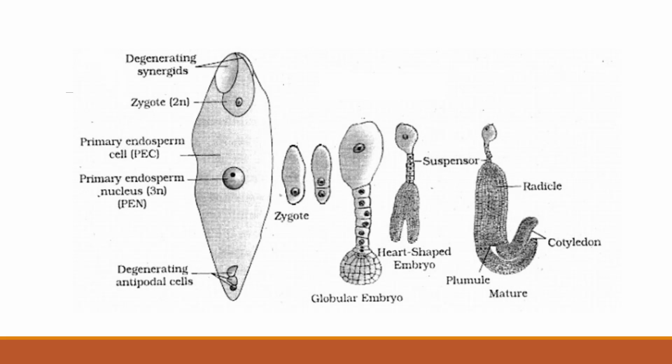So when they ask reasonable or logical questions, you can write this for coconut getting water. And degenerating antipodal cells, which are three down. So zygote, then two celled, then another is like lady's hair, which is globular embryo. Then the next one is heart shaped embryo, and the last one, the matured embryo, which is showing here in the diagram: plumule and radicle and cotyledon.